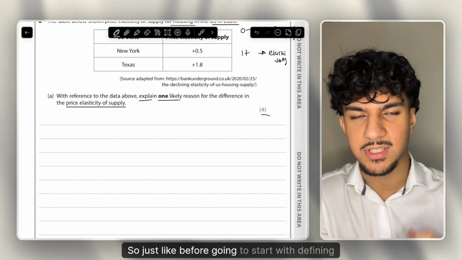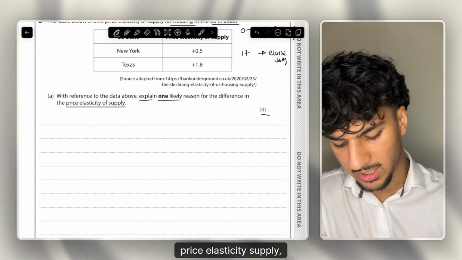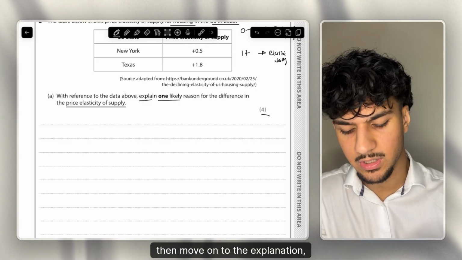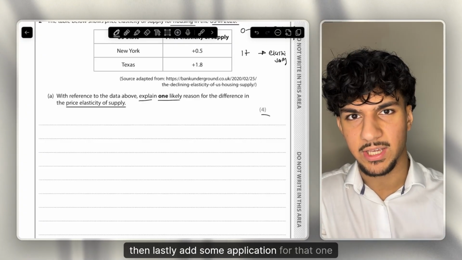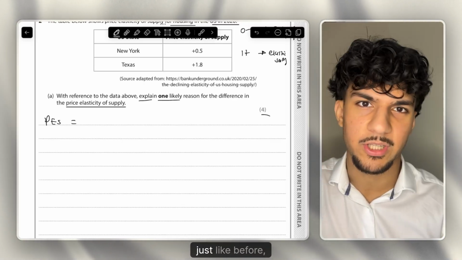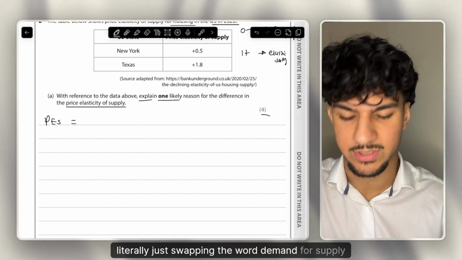So just like before, going to start with defining price elasticity of supply, then move on to the explanation, then lastly add some application for that one application mark. So of course, just like before, literally just swapping the word demand for supply.